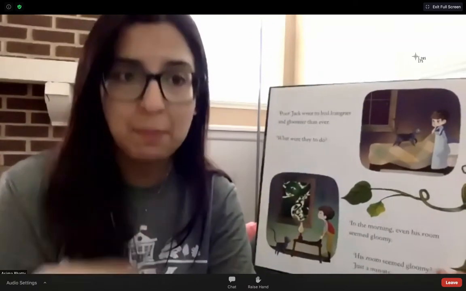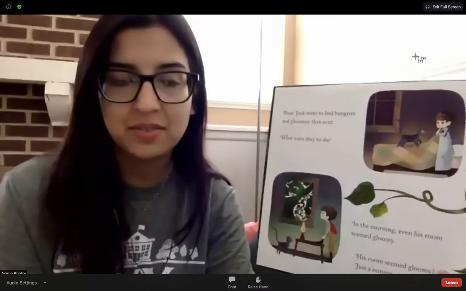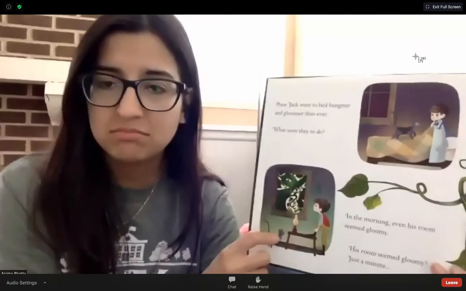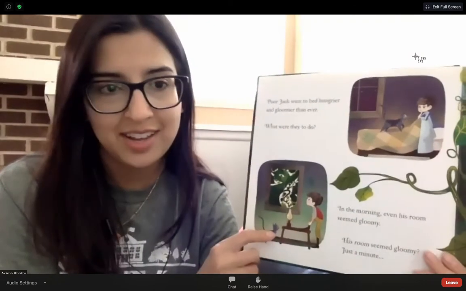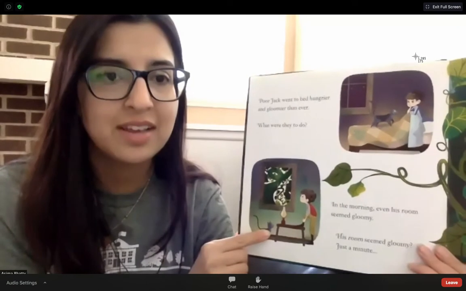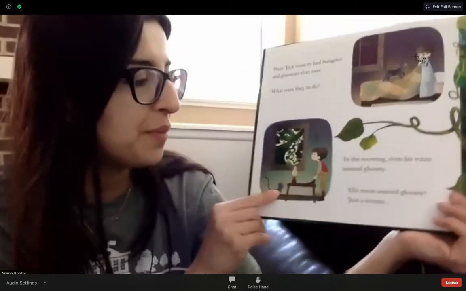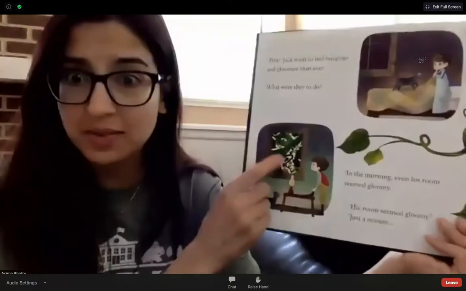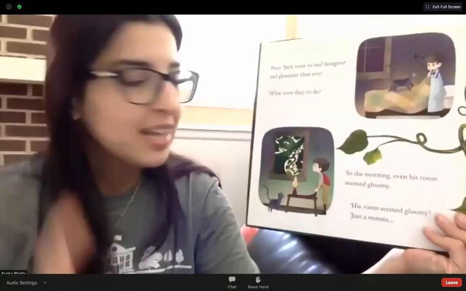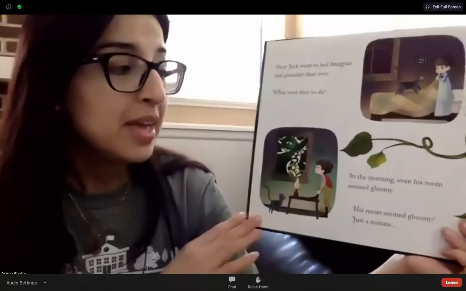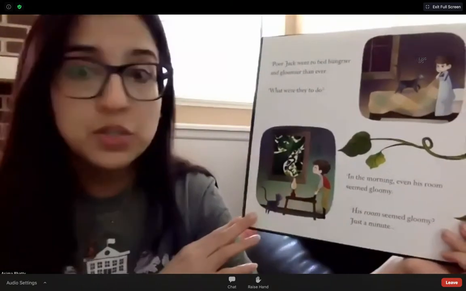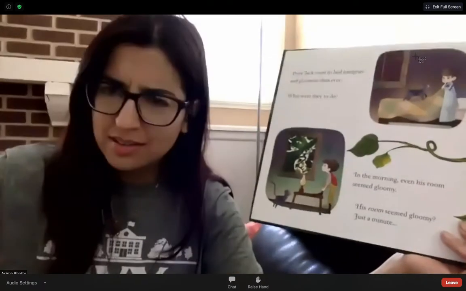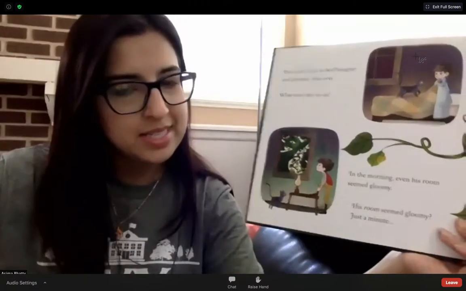I would say it's like the opposite of bright and sunny, right? It's probably just like dark and gloomy and just gray and kind of like a blah kind of day, right? Faded. Ooh, I love that, Roxana. Great job. Okay, wonderful. So why is his room looking gloomy? Probably because of what's outside blocking the sunlight. Let's find out what that is. In the morning, even his room seemed gloomy. His room seemed gloomy? Wait a minute.